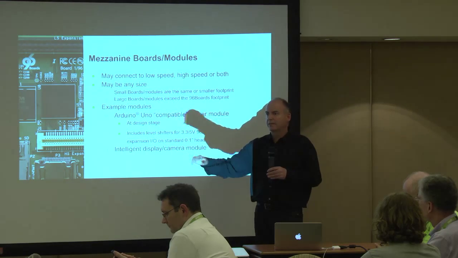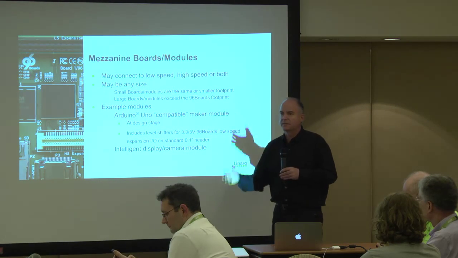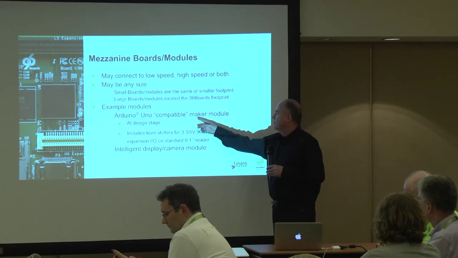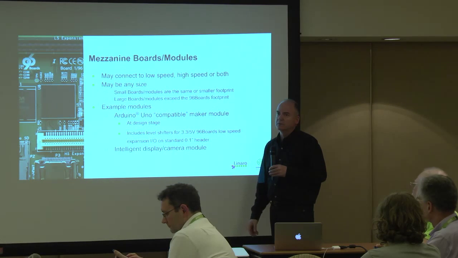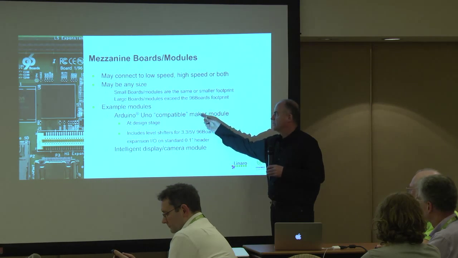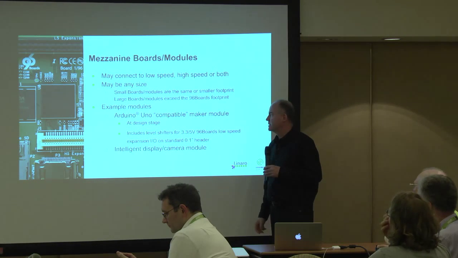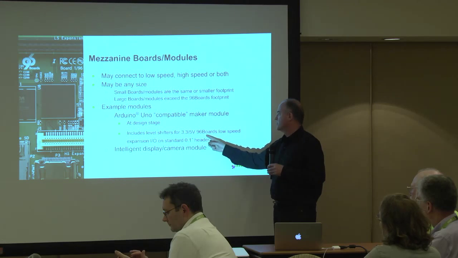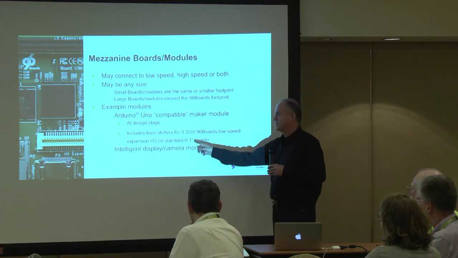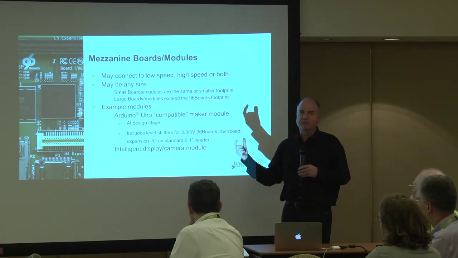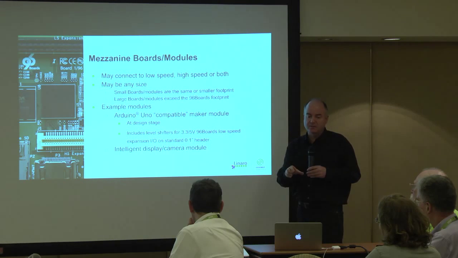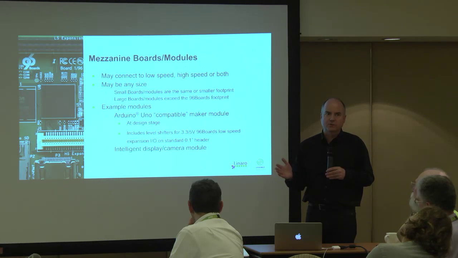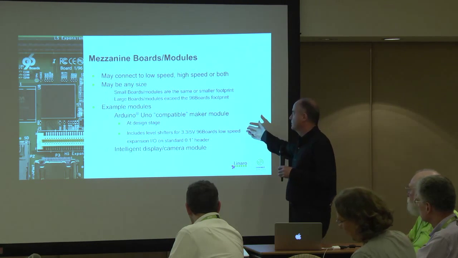So if you think about a display, big display, plug the board in the back, that's an example of a large module. There is a company who's designing an Arduino Uno compatible maker module that will have an Arduino Uno interface. We'll also have level shifters for 3.3 and 5 volts low speed expansion I/O on a standard 0.1 inch header. And we'll probably also have a couple of Raspberry Pi compatible camera connectors. And that board, it's a small board, the same credit card size, will work on any 96 boards board. Just plug it in and it'll work and it'll provide the same functionality.